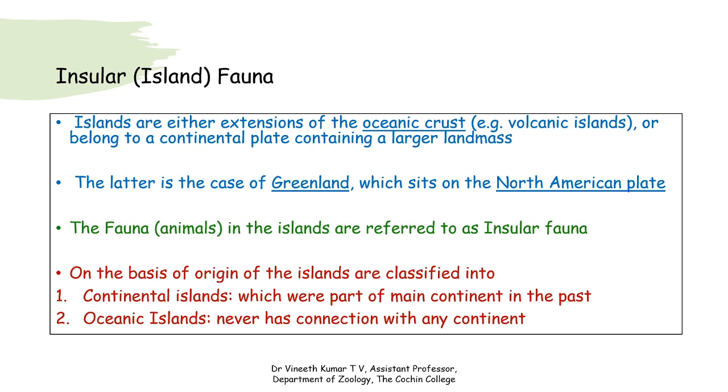The second one is the oceanic islands. The oceanic islands never had any connection with any continent. They might be formed by volcanic eruptions or the hardened lava of oceanic volcanoes, or they might be coral islands. Both volcanic islands and coral islands can be taken as examples of oceanic islands. Such islands do not have any connection either in the past or present. They do not have any land connections with the nearby continents.